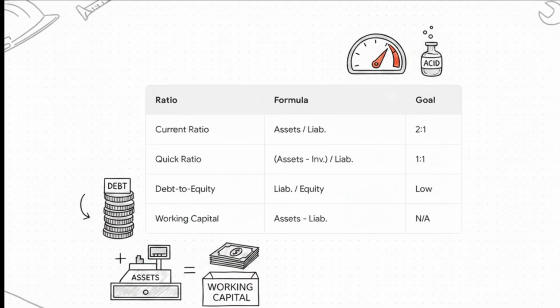Test writers absolutely love using alternate names just to trip you up. They want to see if you actually understand the concept, not just if you memorized a flashcard. So they will frequently call the quick ratio the acid test or the net quick. If you see those on test day, don't panic, it's just the quick ratio. We also have debt to equity, which measures how much you rely on borrowed money, and working capital. Working capital is just your current assets minus your current liabilities. It's the actual raw dollars you have left to work with.